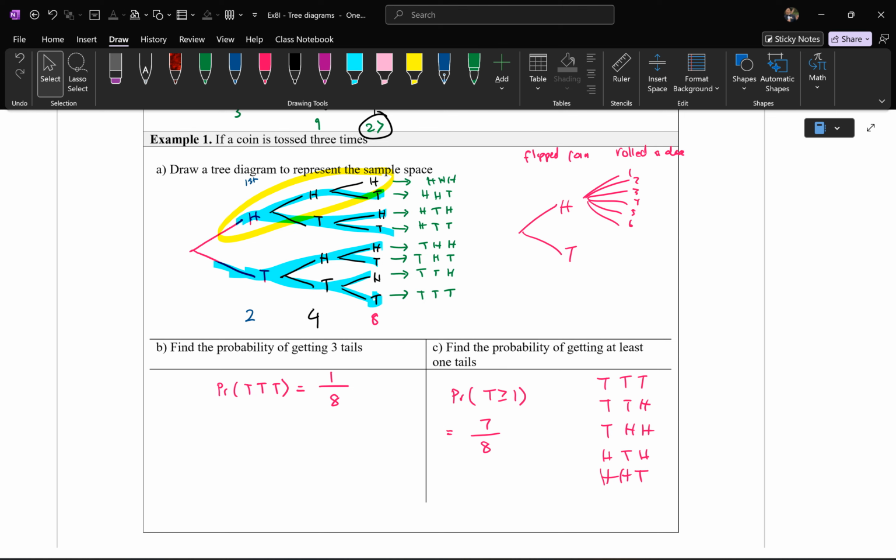For tree diagrams, 8I, what we just did today. For tree diagrams.